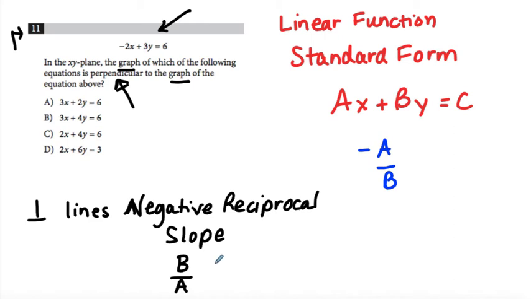All right, so I looked at this and I said, all right, negative a over b gives me negative times negative 2 all over 3. So my slope of this line is 2/3. So the slope of the other one would have to be negative 3 over 2.